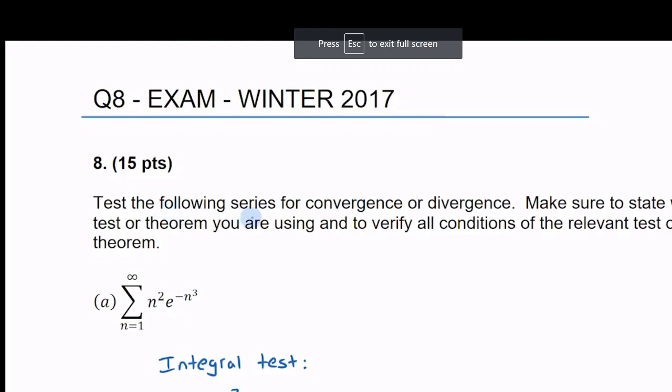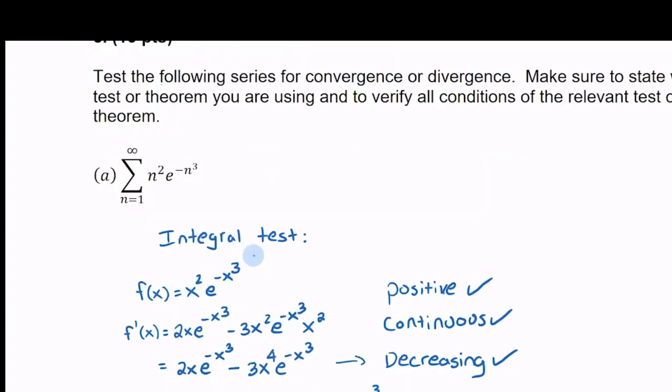Test the following series for convergence or divergence. Taking a look at this series, it looks like the integral test would be pretty good because we can do a substitution in here in order to solve. In order to do the integral test, first we have to decide what our function would be. So our function is basically the same terms we have here, but we're going to replace the n's with x's. So it'd be x squared e to the negative x cubed.